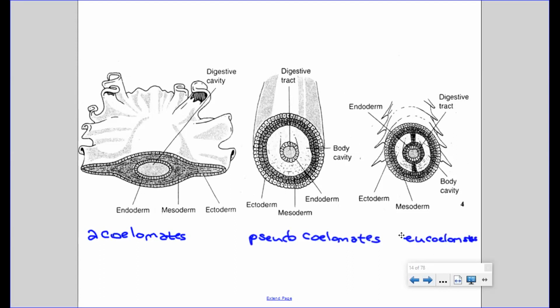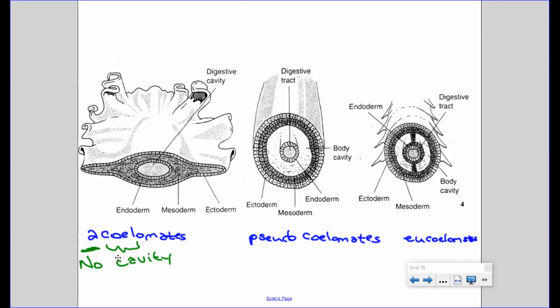Raise your hand if you know what the prefix A means. Laria? Without. Right, without or not. So we got no. And C-O-E-L, that means cavity. So acoelomates are not going to have a body cavity. What a body cavity is, it's an area that will hold all your organs and protect them.